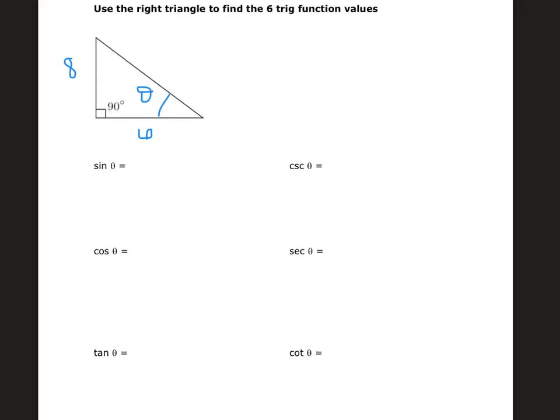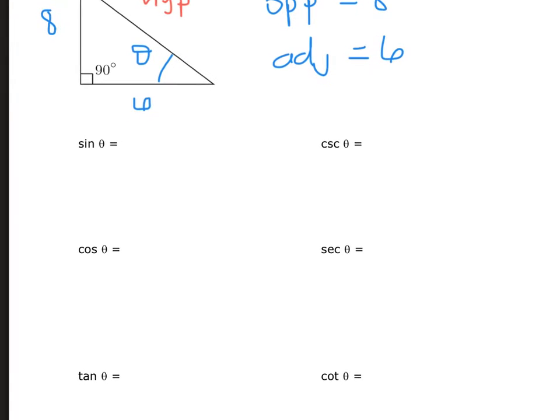Okay, let's find the trig function values for this particular angle theta in this right triangle. So I have labeled two of the sides. The side that's not labeled is the hypotenuse. And relative to theta, the other two sides that I have labeled are the opposite side, and that has length of 8, and the adjacent side, the side next to that angle theta, that's labeled, and that has a length of 6. All right, so we can use those to evaluate the trig functions.